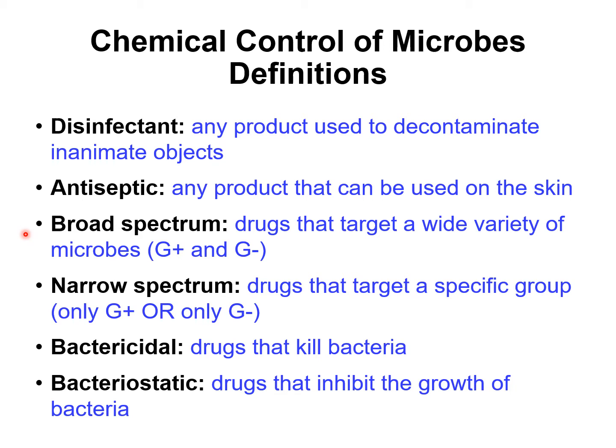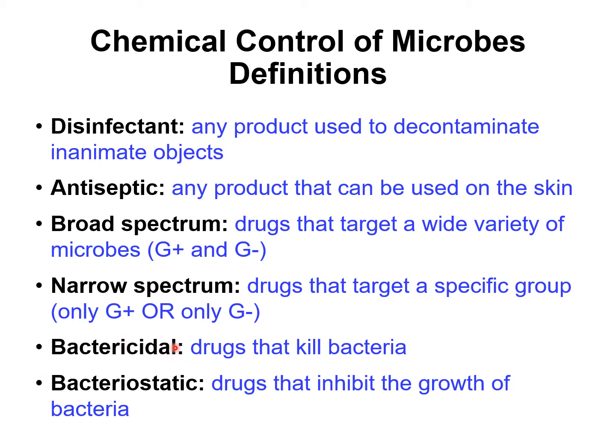Broad spectrum, those are the drugs that can target a variety of microorganisms, those that are gram positive and gram negative. Narrow spectrum, those are drugs that will only target one specific group, so either gram positive or gram negative.